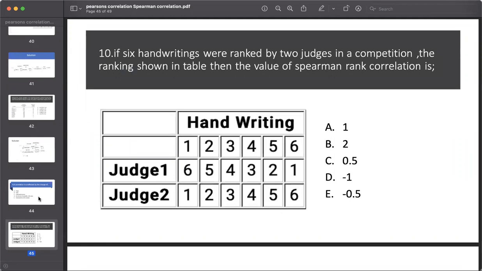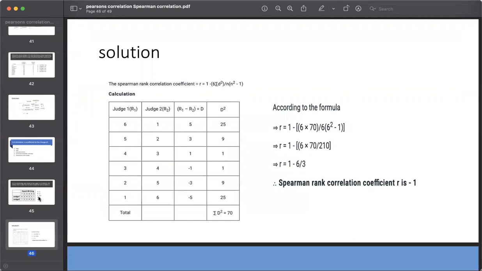Question number 10. If six handwritings were ranked by two judges in a competition, with the ranking shown in the table, then the value of the Spearman rank correlation is A, 1, B, 2, C, 0.5, D, -1, E, -0.5. No, the correct answer is D, -1. Here is the solution for this MCQ.